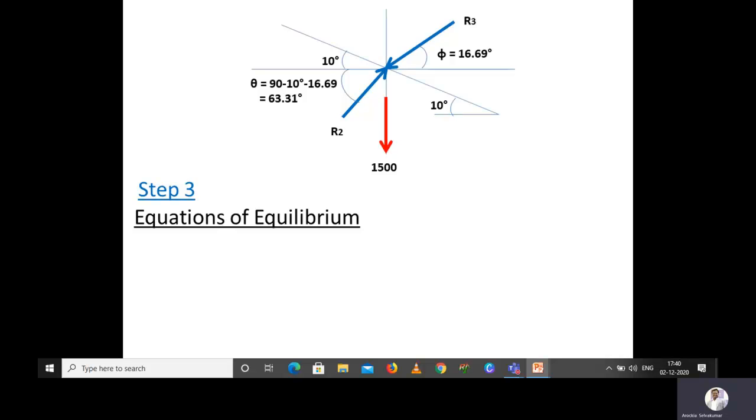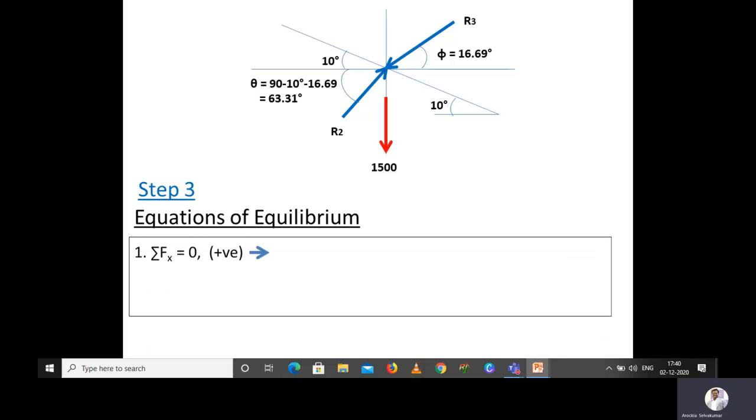Now we have only 3 forces, so we can go with Lami's theorem, otherwise resolution of forces. Here I am going with resolution of forces. The first one, we know that the summation of forces along horizontal is equal to 0. We will assume that towards right is positive. The inclined resultant R3 will be converted into a horizontal component and a vertical component. So it will have R3 cos 16.69, that is the horizontal component, acting towards left, and R3 sin 16.69, that is the vertical component. These things we have already seen in the earlier problems from the first module onwards.